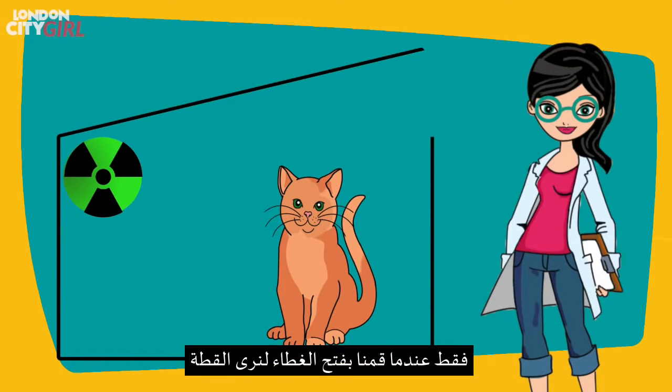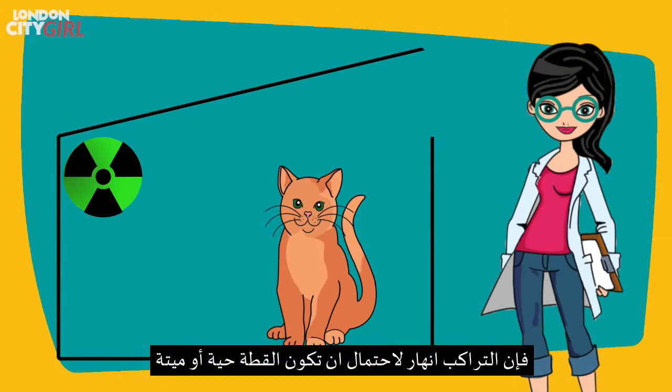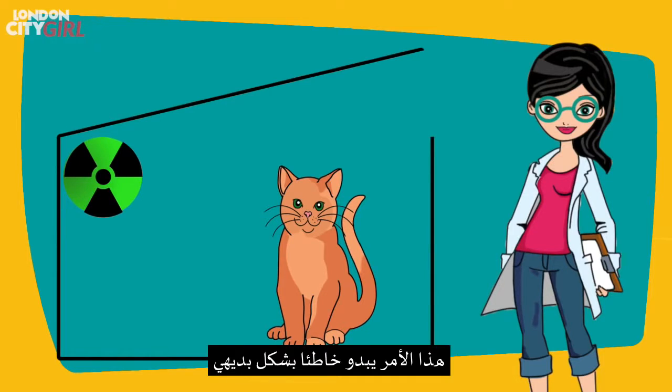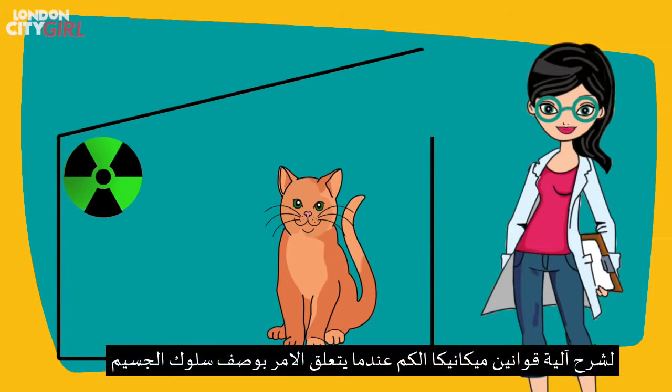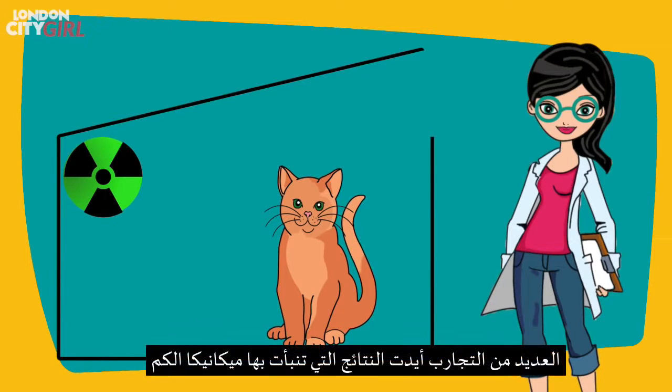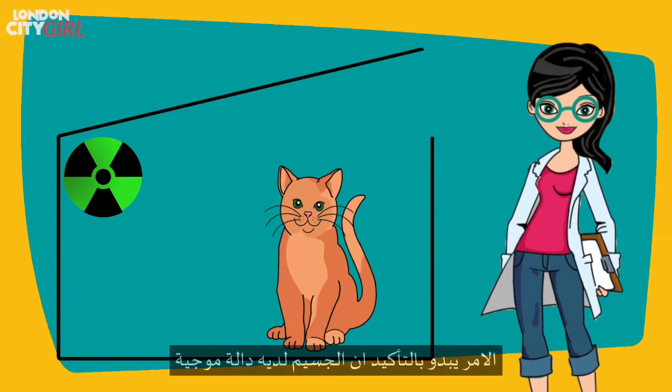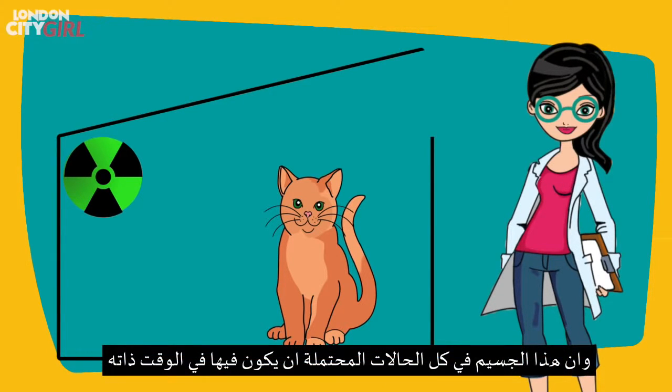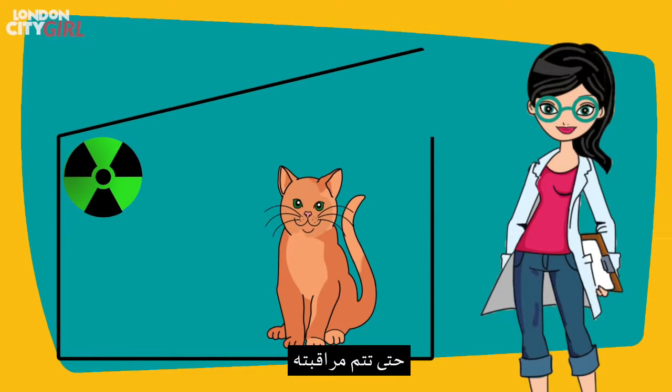Only when we lifted the cover to observe the cat did its superposition collapse for it to be either alive or dead. Obviously this feels intuitively wrong, and the reason why this thought experiment was employed was to illustrate how odd the laws of quantum mechanics are when it comes to describing the behavior of particles. However, countless experiments have corroborated the results predicted by quantum mechanics. It does indeed seem as if particles have a wave function and that particles are in all the states they could possibly be in simultaneously until they are observed.